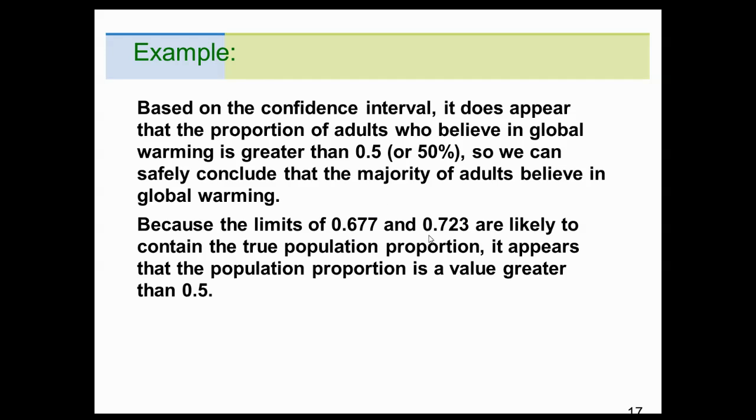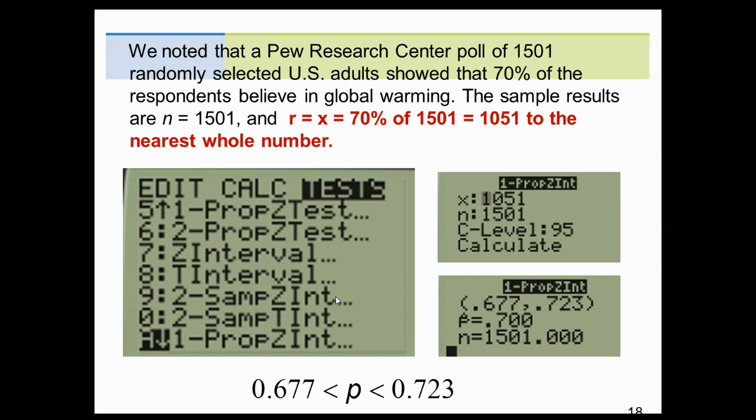The true population proportion lies between these two numbers. Both are obviously above 0.5, the lower one is bigger than 0.5, so we can assume that the majority of adults do indeed believe in global warming, which is neat. All right, so that's doing it pencil and paper, but obviously our calculator bails us out.